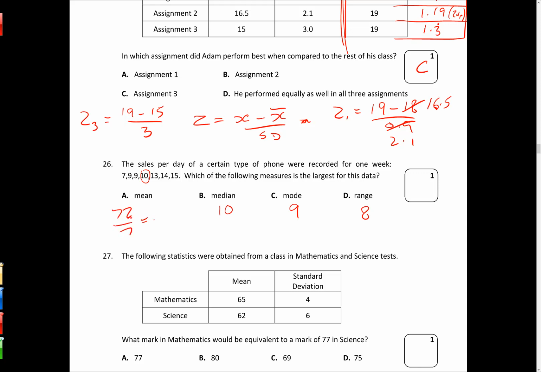There were 7 of them. 77 on 7 is 11. The mean was the largest.